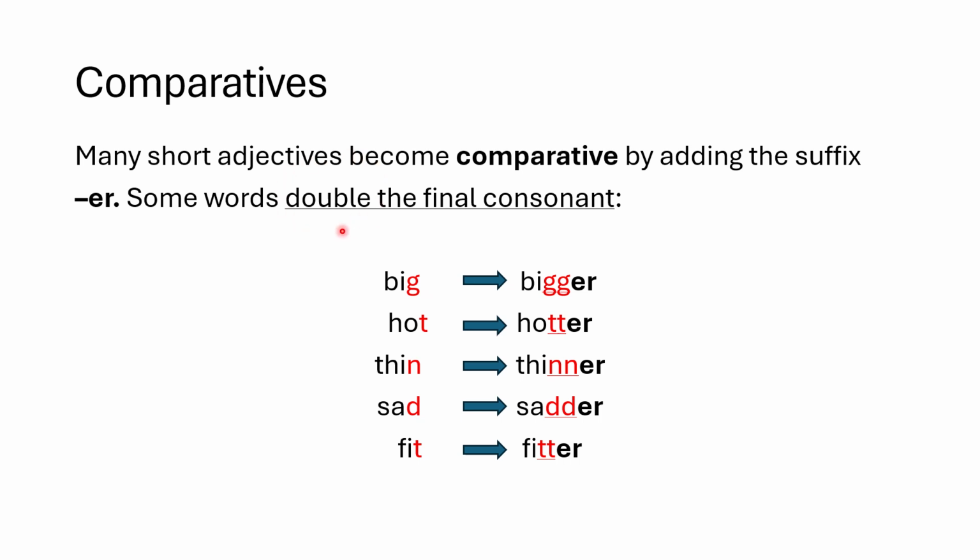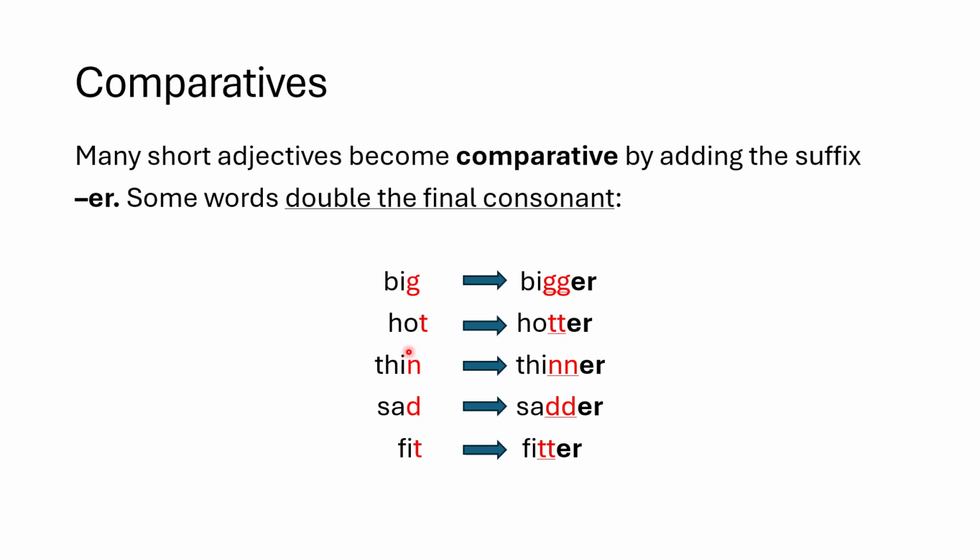Some words double the final consonant. Sometimes we need to change the spelling. Look at big. We don't write B-I-G-E-R. This is because there is a short vowel sound before the final consonant. There is only one consonant after the short vowel, so it needs to be doubled before adding the suffix. This is a true pattern for all of these words.